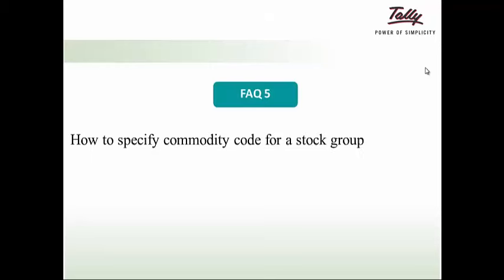Next FA, commodity code for a stock group. So now this customer has a stock group where he has specified the VAT rate, etc., all the details, and he wants to specify the commodity code. So let us go back to Tally.